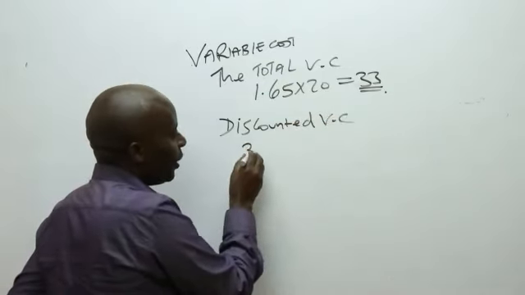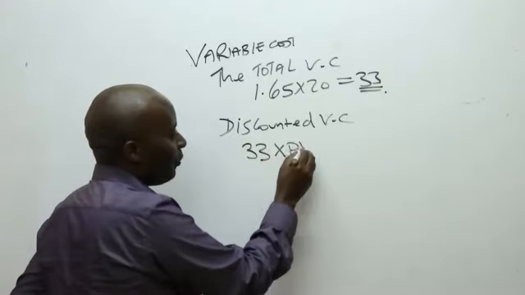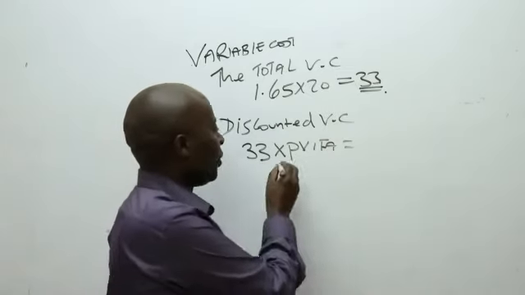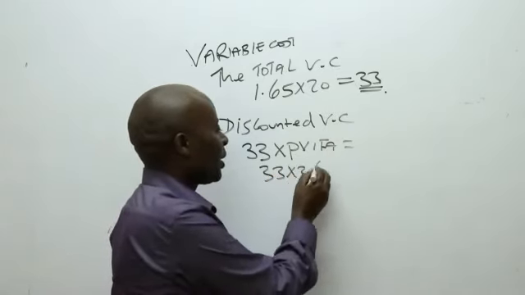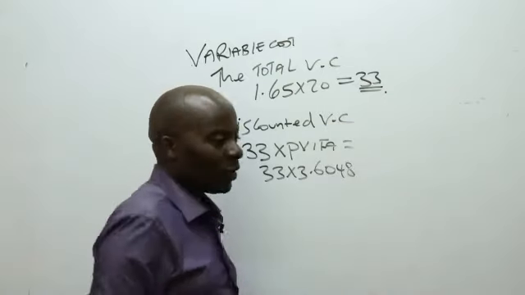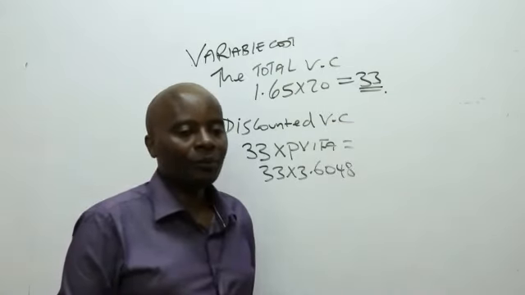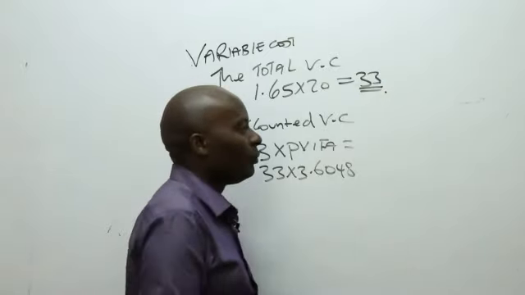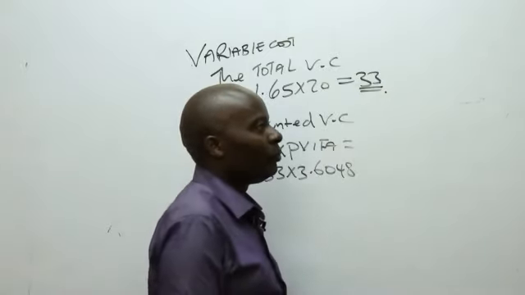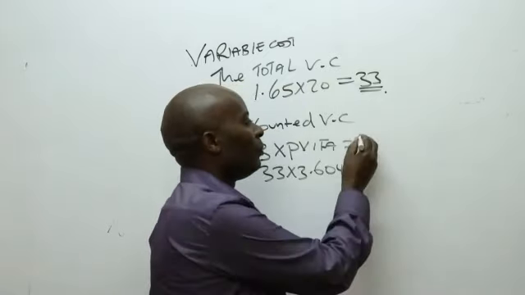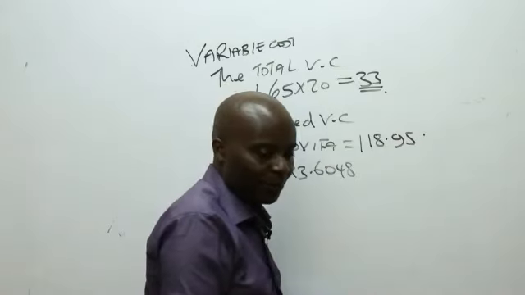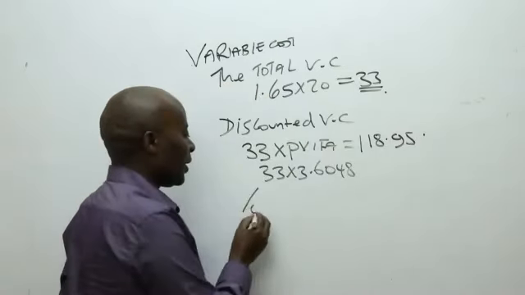So this gives us what we call discounted VC. It means you take this 33 times PV. So which will be 33 times 3.6048, which will give us what figure, somebody there? Give me an answer. 118.95. Is that okay?